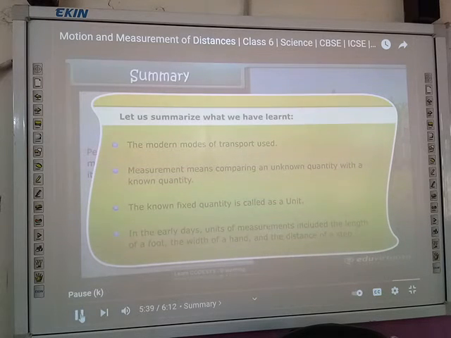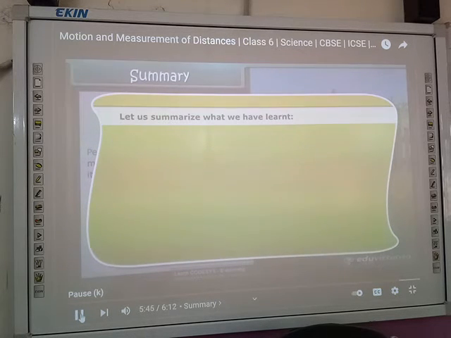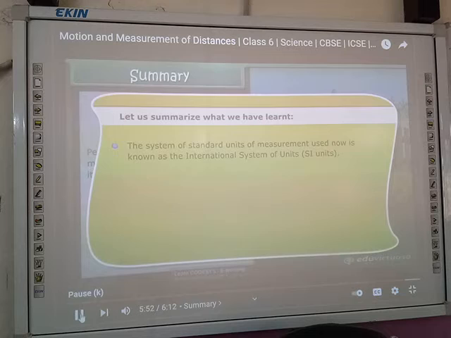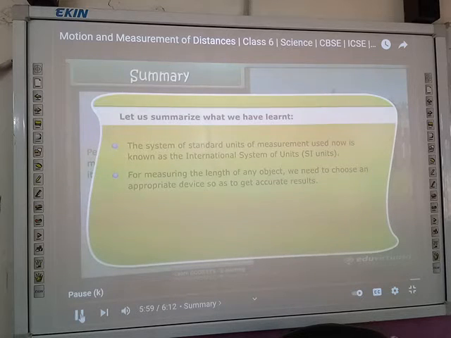In the early days, units of measurement included the length of a foot, the width of a hand, and the distance of a step. The system of standard units of measurement used now is known as the International System of Units or SI units. For measuring the length of any object, we need to choose an appropriate device so as to get accurate results. Motion is defined as a change in the position of an object with time. There are three types of motions: rectilinear, periodic, and circular.